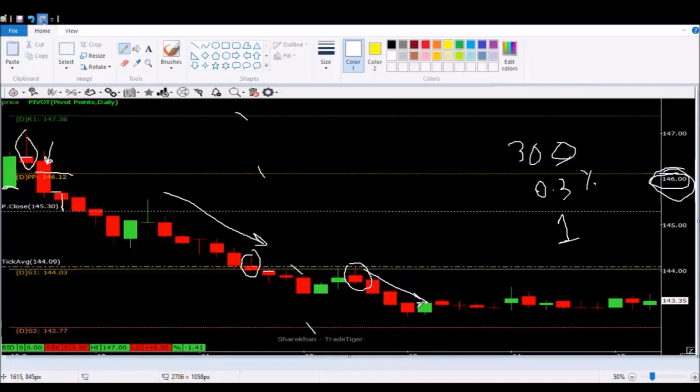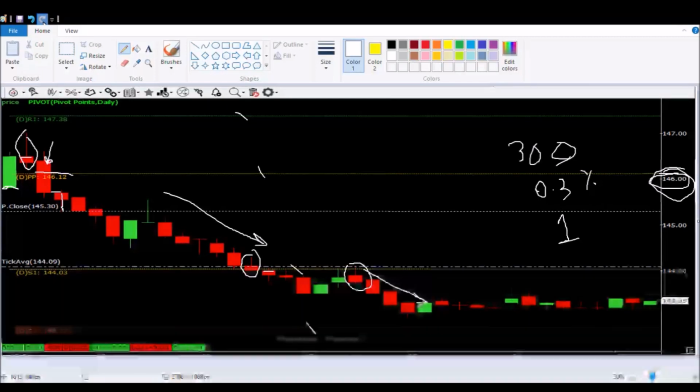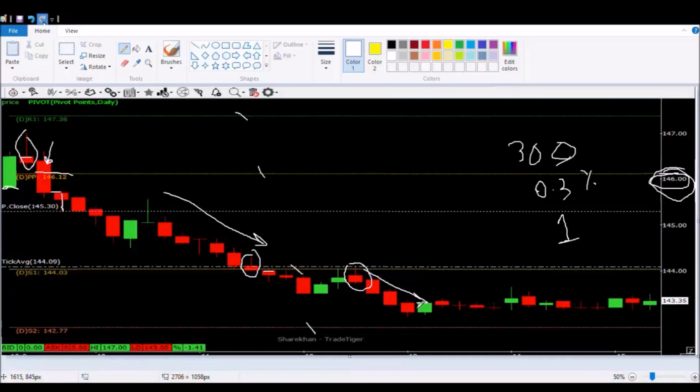So now let's go through some live stocks and we'll see whether this strategy works or not. In every strategy you check, there is no guarantee of getting 100% success. You have to apply some other things. Don't depend only on pivot points.